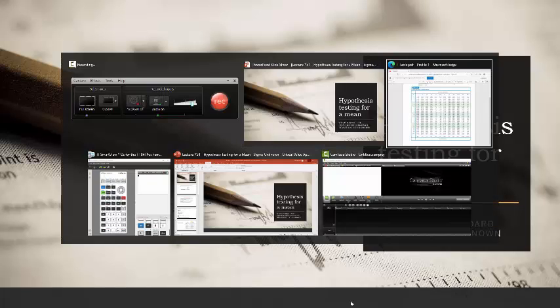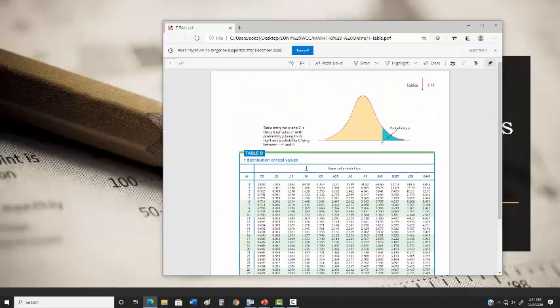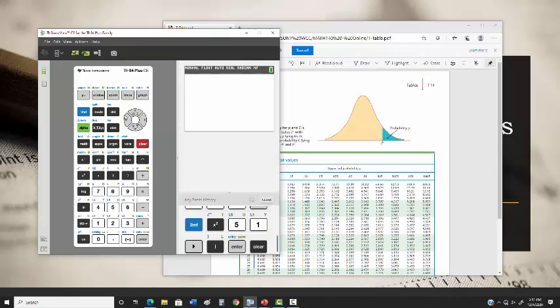But you're going to need two things for this lecture. You're going to need the t-table, the student's t-table. This is attached to this lecture, so have this handy. And then you'll also need your graphing calculator for this lecture.